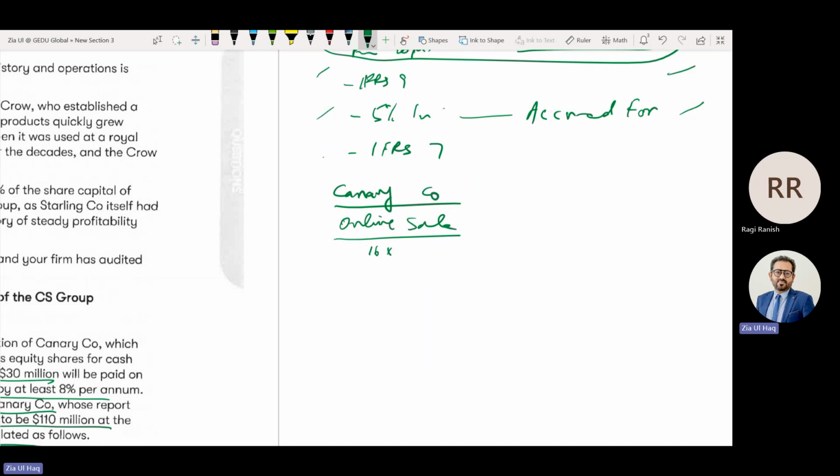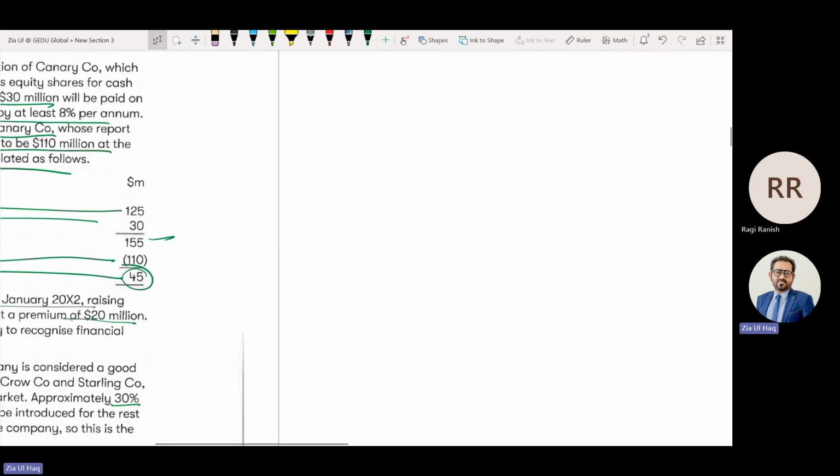16 million multiplied by 30% is equal to what? 4.8. Yes, 30% of 16 million is 4.8. This we will compare with consolidated revenue.